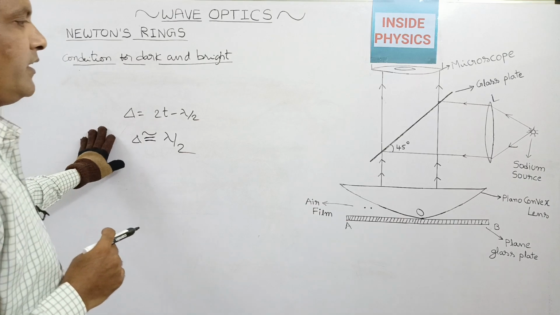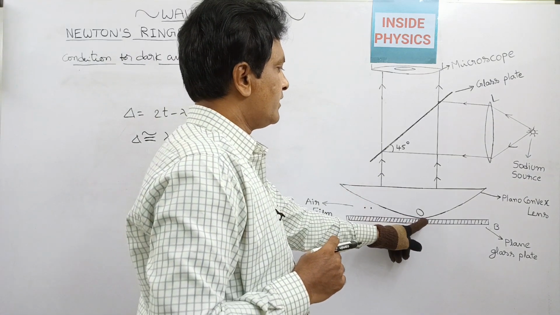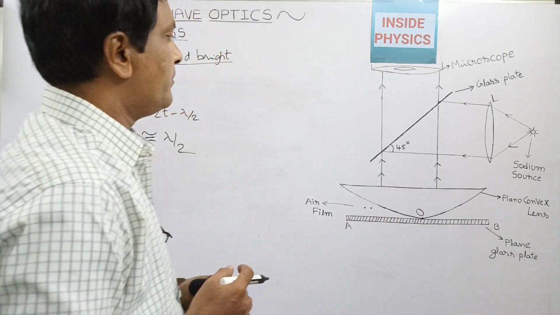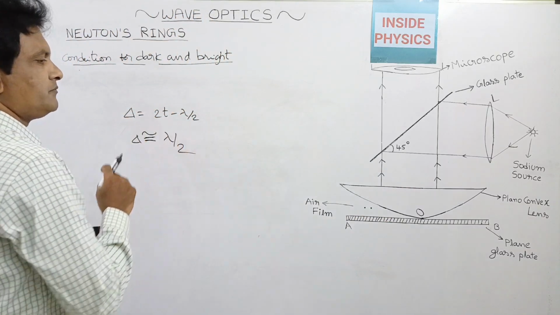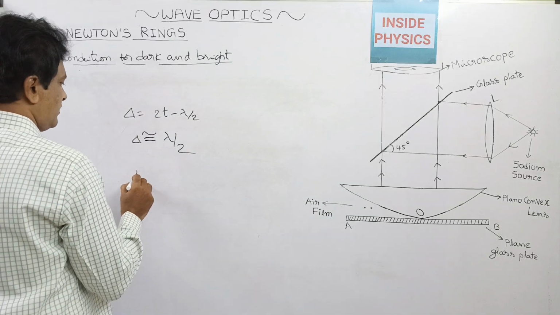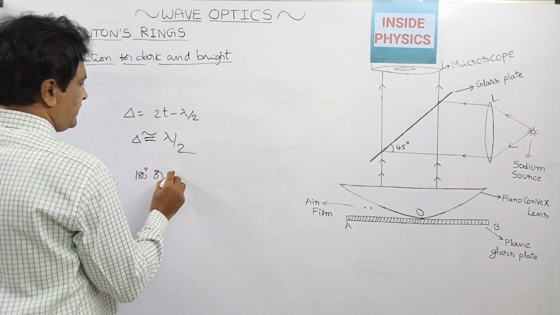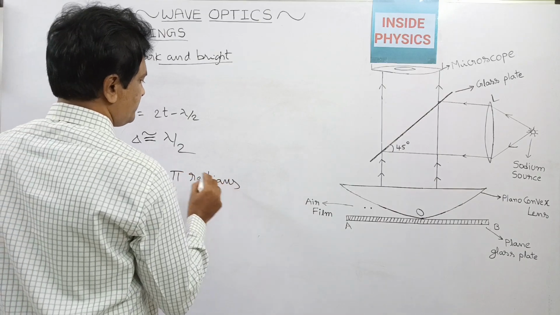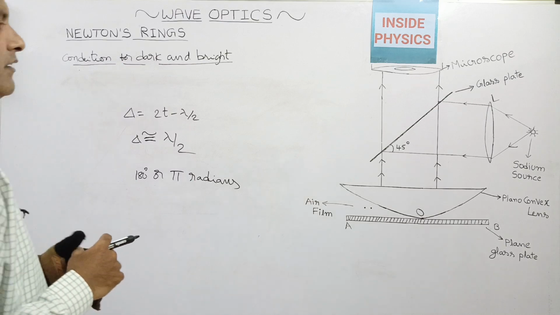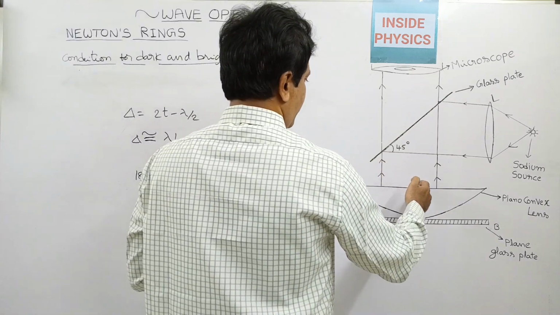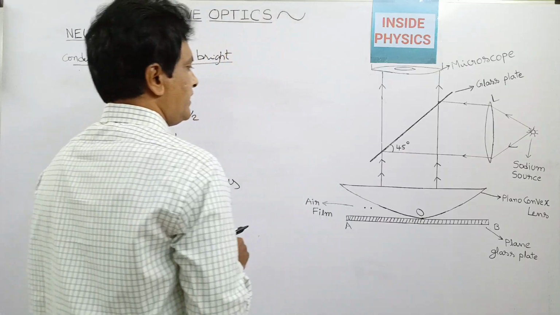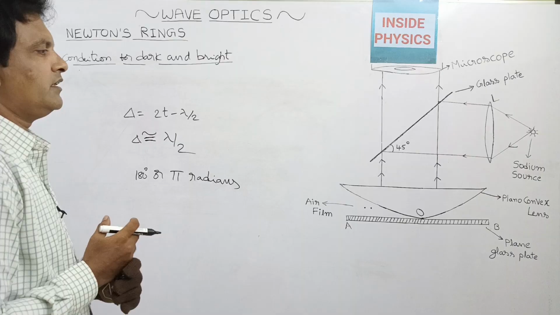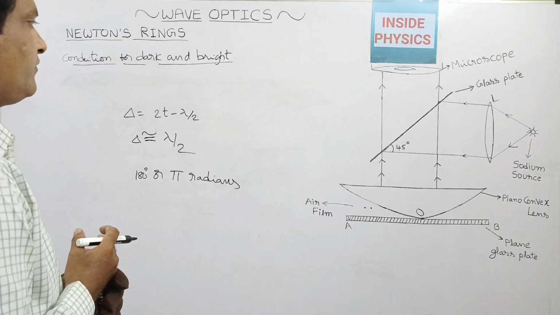That means when a light ray is incident here, it will reflect. While reflecting, it will undergo a path difference of lambda by 2, or a phase difference of 180 degrees or pi radians. Okay, so when the incident light ray and the reflected light ray have a phase difference of pi radians, they will form a destructive interference pattern.